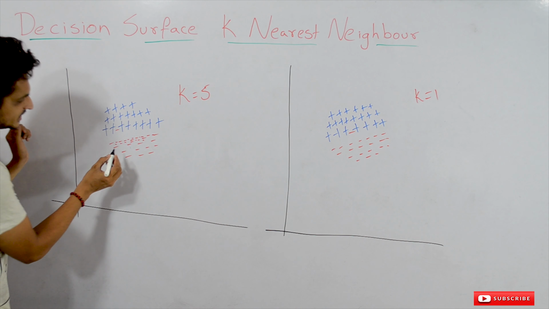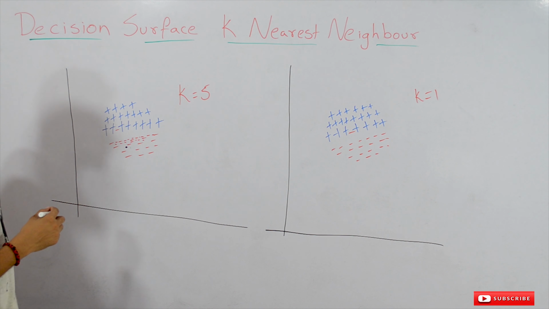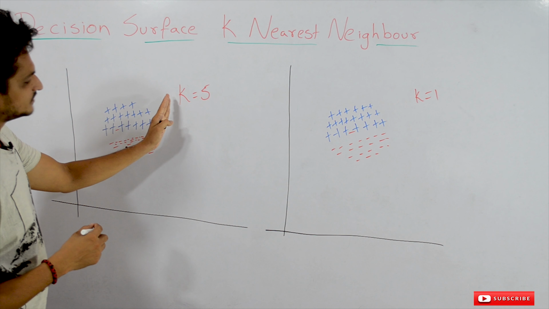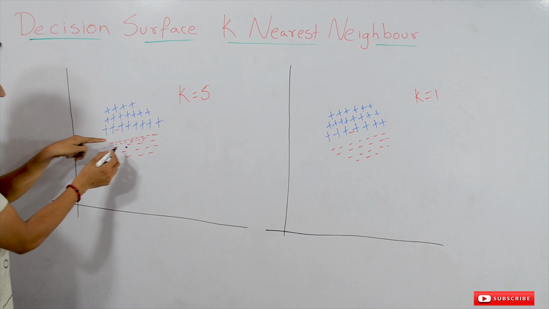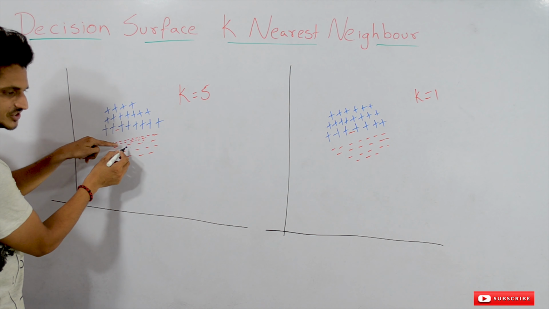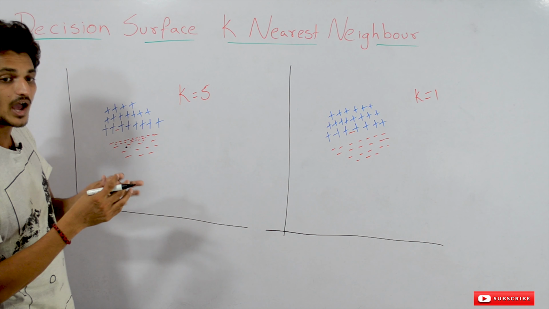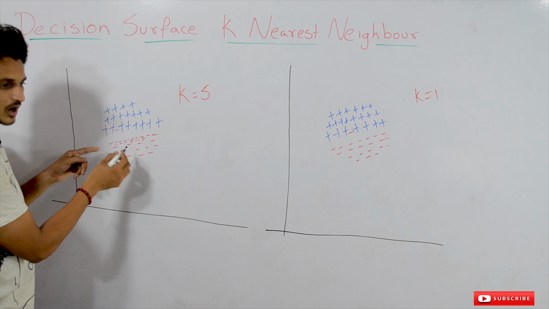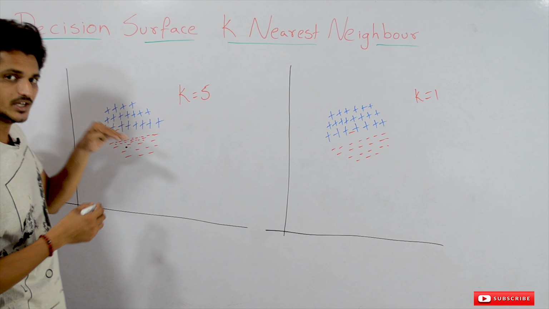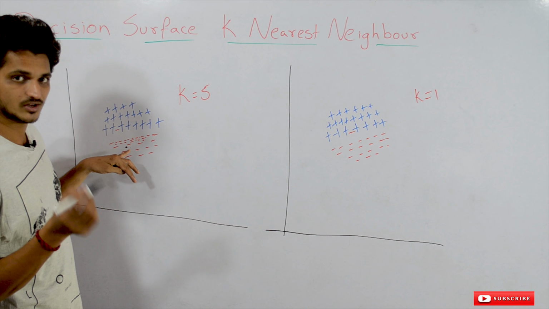Let's take a testing data point here. Our assumption is k is equal to 5. If k is equal to 5, what does our model predict for this testing data point? It will identify the 5 nearest points. All are negative points. So our model will say it is a negative data point. This testing point is predicted as negative.